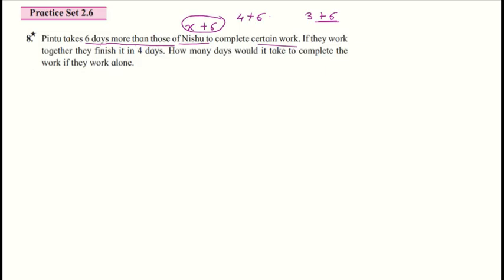And further, it is given that if they work together, they finish it in 4 days. If both are working together, the work will be completed in 4 days. Okay, this is a condition. So how many days would it take to complete the work if they work alone? Here together they will complete the work in 4 days. We need to find how many days it will take to complete if they work alone. For alone, if we find the value of x, we will get how many days Nishu is taking to complete the work. And once we get this value of x, we can add plus 6 and get the days Pinto is taking to complete the work.